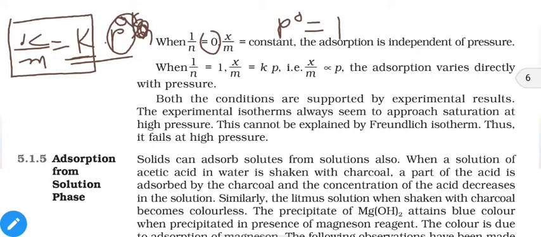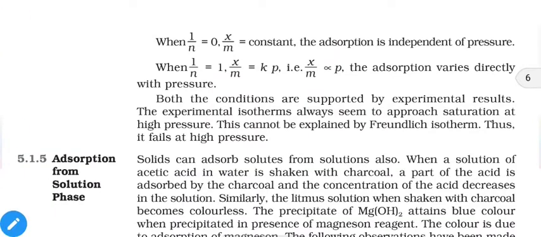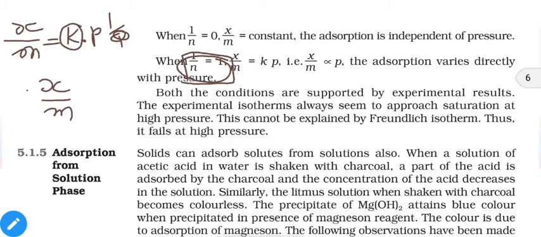Second thing, as mentioned in the second case, 1/n is equal to 1. So it represents p raised to 1/1, because 1/n is equal to 1. So p is equal to p raised to 1. So it represents that our x/m is equal to kp, and we know that k is a constant, so we can say that x/m is directly proportional to pressure.